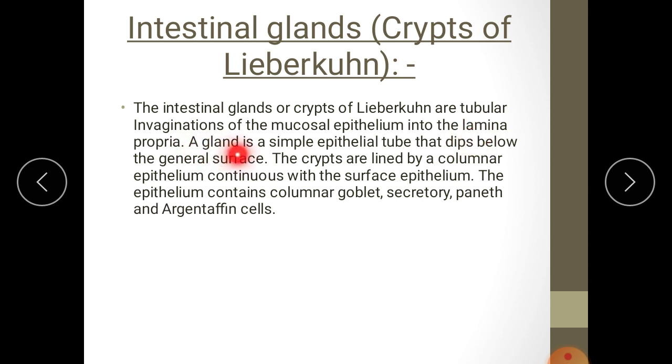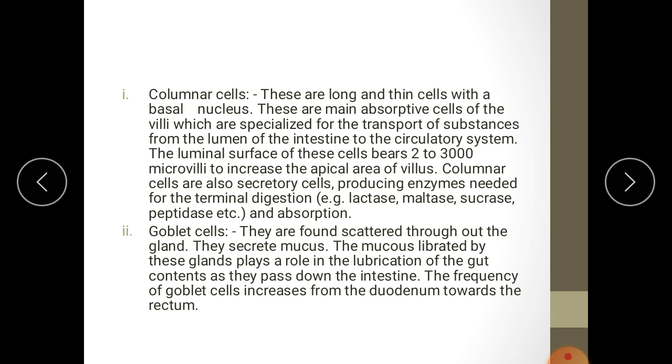A gland is a simple epithelial tube that dips below the general surface. The crypts are lined by columnar epithelium continuous with the surface epithelium. The epithelium contains columnar cells, goblet cells, secretory cells, Paneth and argentaffin cells. So columnar cells are long and thin cells with a basal nucleus. These are long columnar cells.